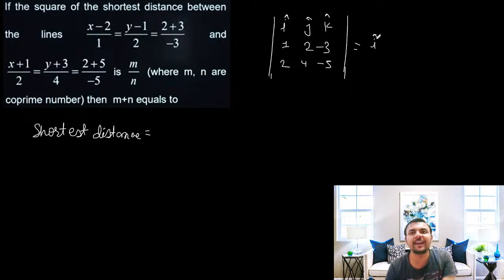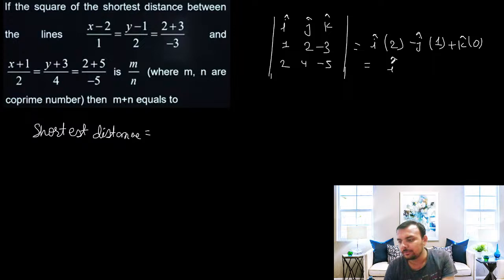Okay, so this is i cap. So we'll solve it: minus 10 plus 12, which is 2, minus j cap, minus 5 plus 6, which is 1, k cap 4 minus 4, 0. And the unit vector of this is nothing but 2i cap minus j cap upon root 5. So A cross B is 2 comma minus 1 comma 0 upon root 5.